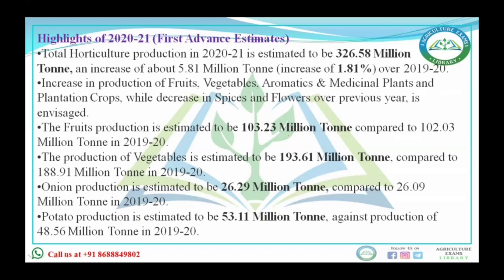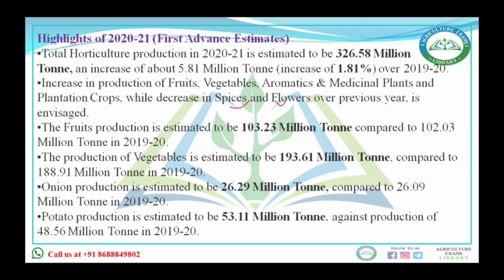Now we are talking about the first advanced estimate of the horticulture crops. Total horticulture production in 2020-21 is estimated to be 326.58 million ton, an increase of about 5.81 million ton, about a 1.81% increase over the data of 2019-20. There is an increase in production of fruits, vegetables, aromatic and medicinal plants, and plantation crops. Here, there is a decrease in the production of spices and flowers over the previous year.